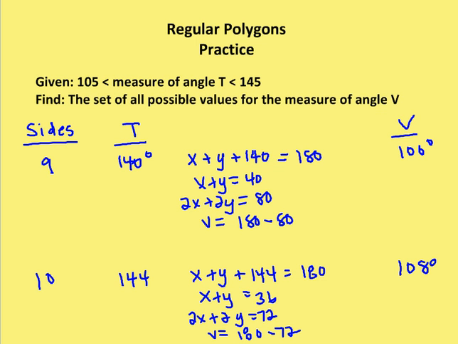Then finally, in a decagon, the interior angle measure in a regular decagon is 144 degrees. So I know x plus y plus 144 is equal to 180 degrees. X plus y then is 180 minus 144, 36 degrees. Twice that, 2x plus 2y is equal to 72 degrees. V is equal to 180 minus 72 degrees, or 108 degrees.